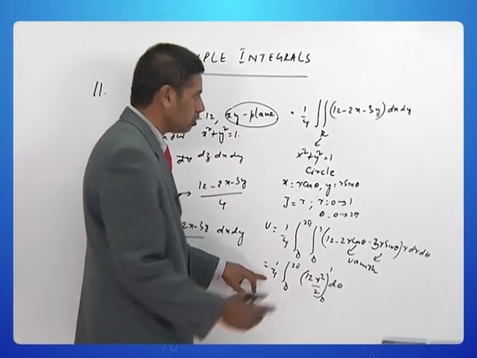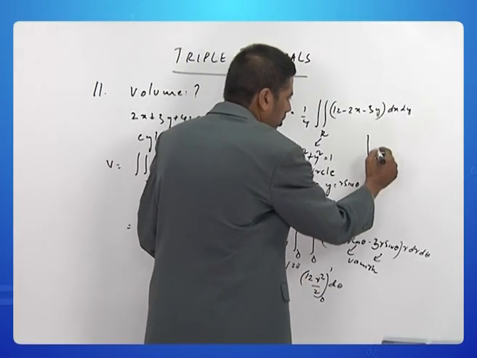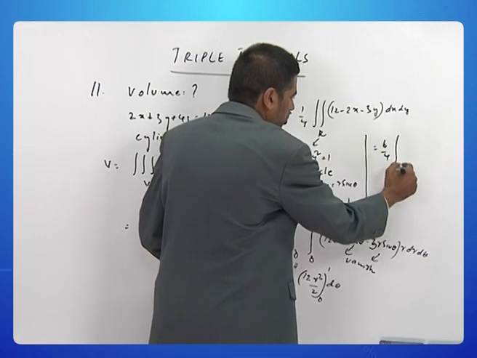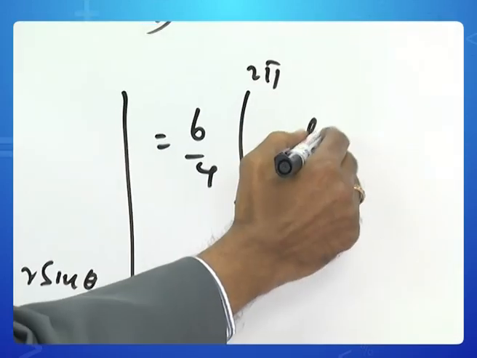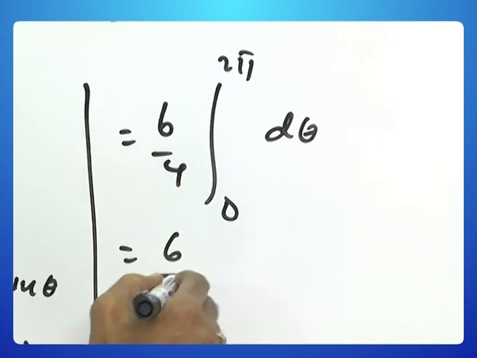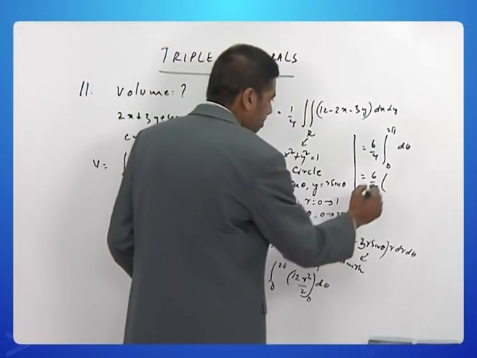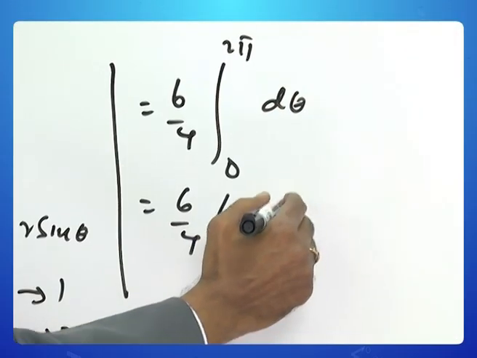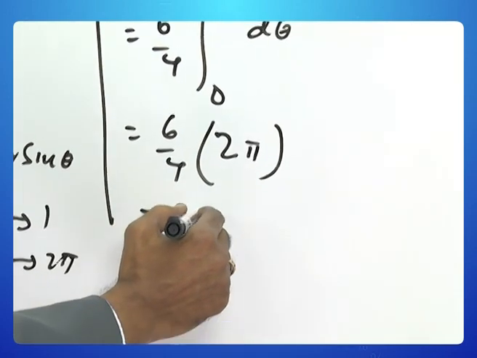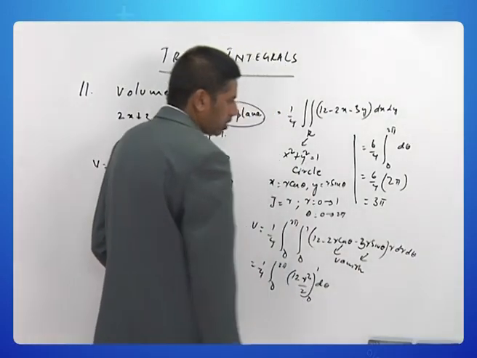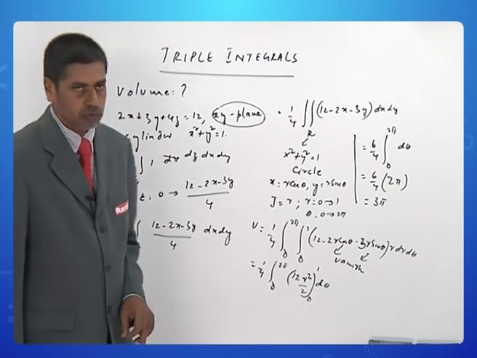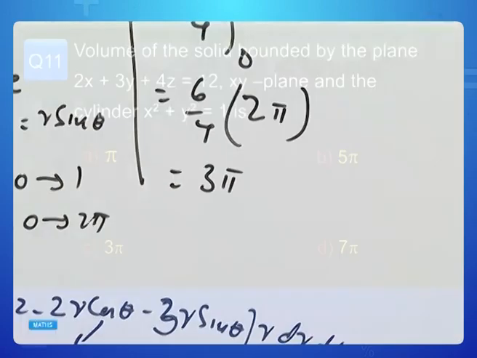6 by 4, 0 to 2 pi d theta. So 6 by 4 into 2 pi. So you'll get 3 pi. So 3 pi is the correct option for this problem, and this option is C.